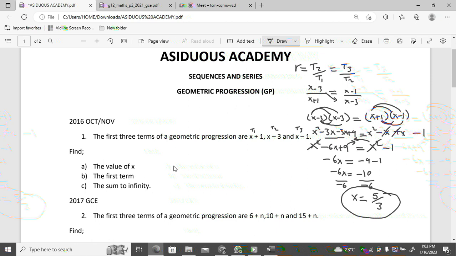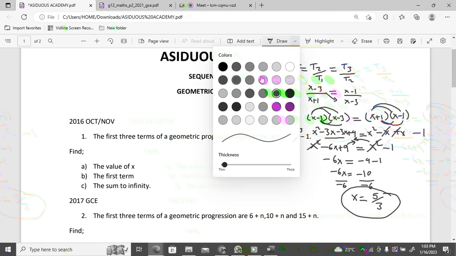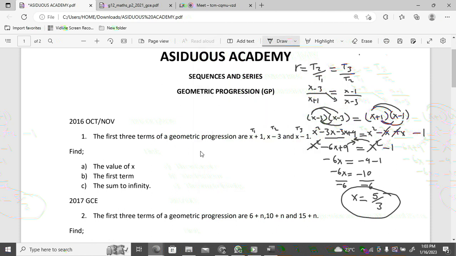And then the next one is saying find the first term. Now the first term is already given. All we need to do is to substitute the value. You're able to see that the first term is here, which is x plus 1. So just put where there is x the value we found, 5 over 3, and then plus 1.